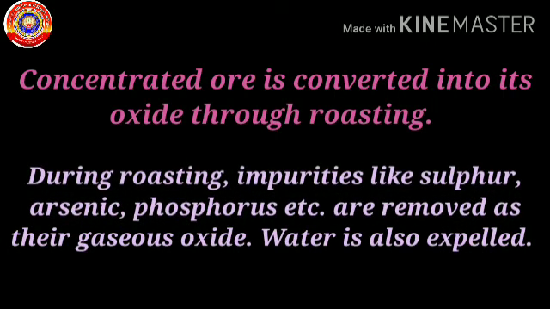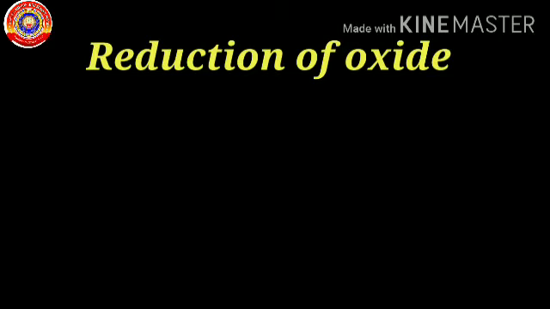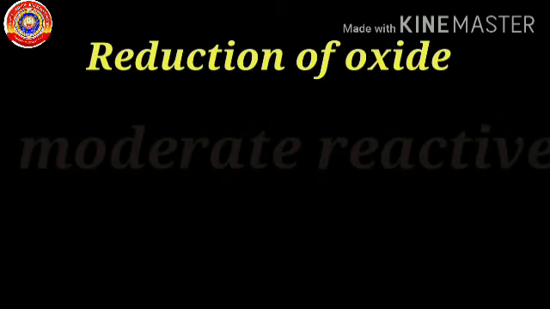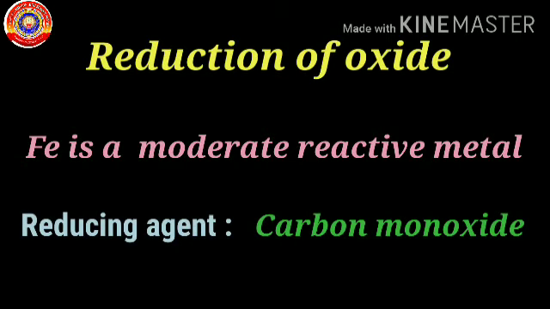During roasting, the impurities present in the oxide ore like sulfur, arsenic, phosphorus, etc. are removed as their gaseous oxides. Along with this, water is also expelled out. But the gangue present in the ore is not removed. As we learned, the ore of iron is subjected to reduction after roasting. Iron is a moderately reactive metal, hence it is reduced by using reducing agents like carbon monoxide.